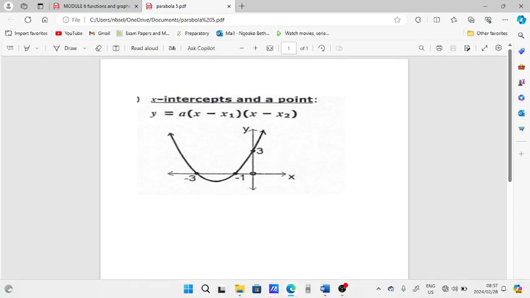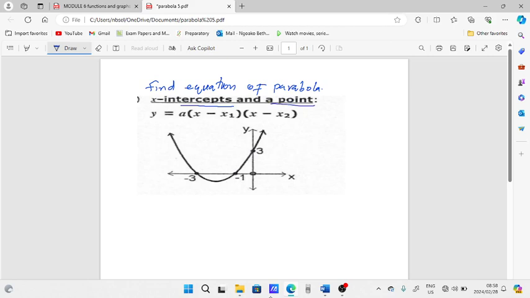Alright, now let's find the equation of a parabola. This is also finding the equation of a parabola, but in this case, you are given the x-intercepts and a point that is lying on the graph.